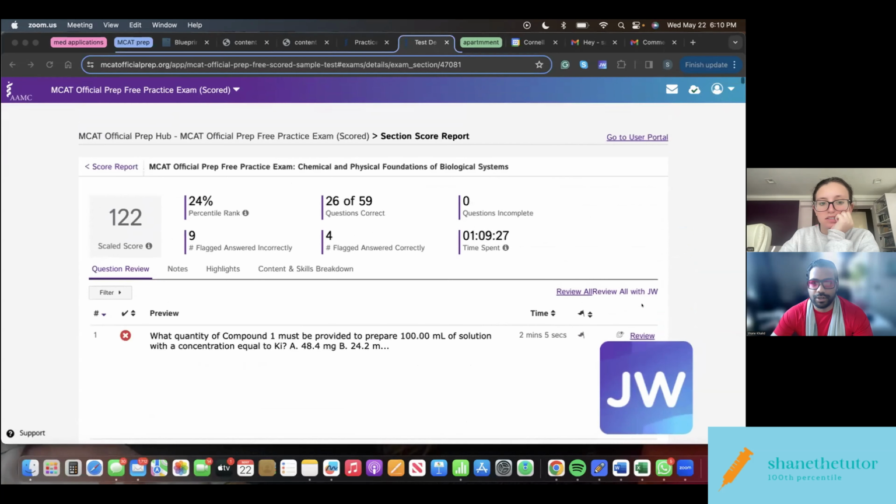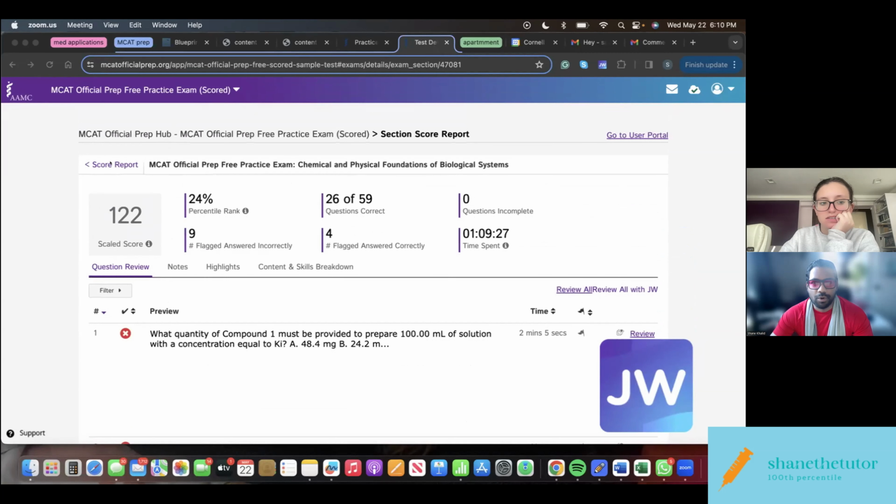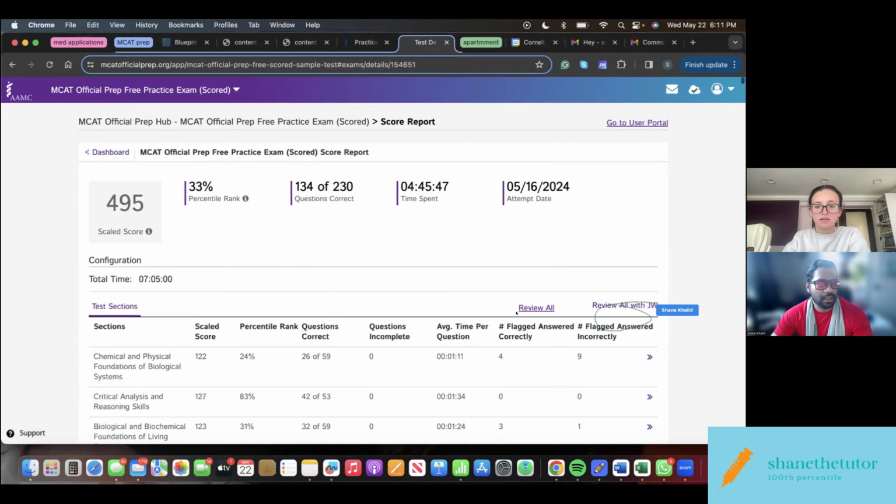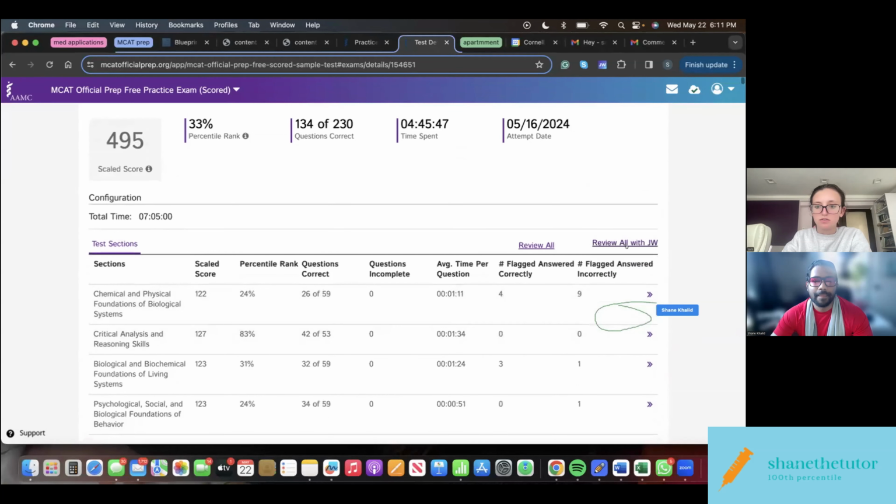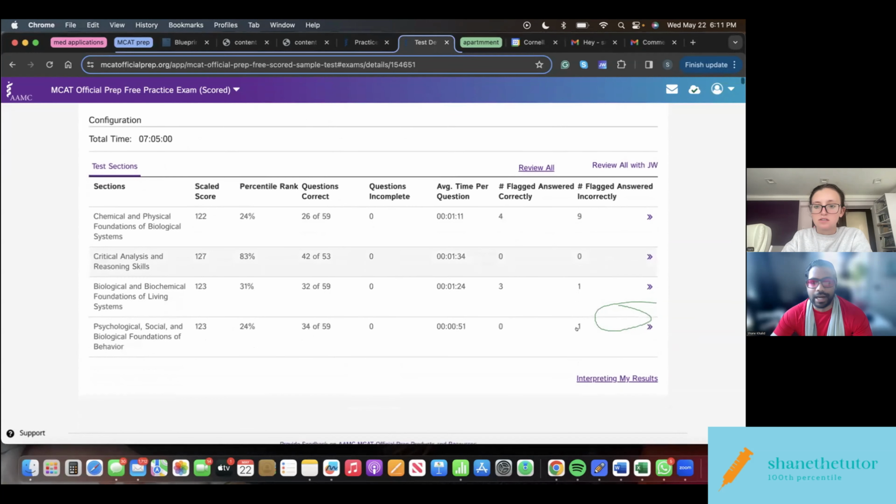Okay, so what you can do is review. I was in ChemPhys when I was looking at it, but you'll see review all with Jack Weston. You could do that for any of the sections. I'm really surprised that I got so many wrong on CARS. It's likely just because you haven't been practicing CARS for a very long time. Yeah, I think the CARS score is just because of that.